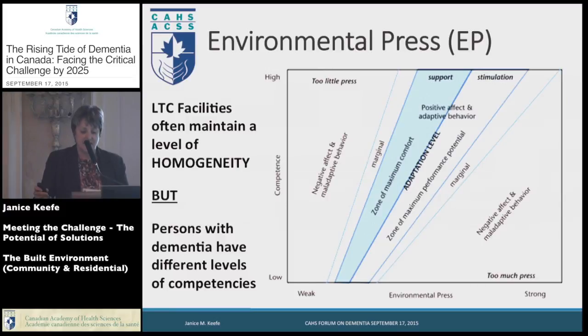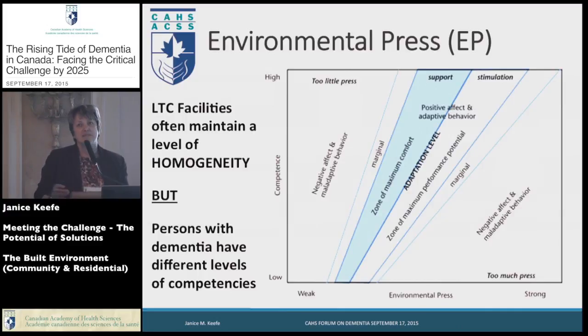This is a theory that will be well known to many of you from Lawton and Nahemow, which is operationalized as the outcome of the transaction or interaction between the person and the environment. So the optimal fit occurs when someone's capacities are consistent with the demands and opportunities within that person's environment.